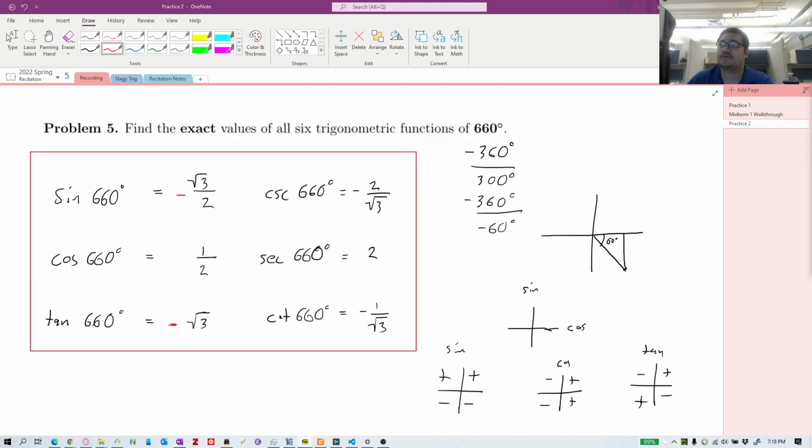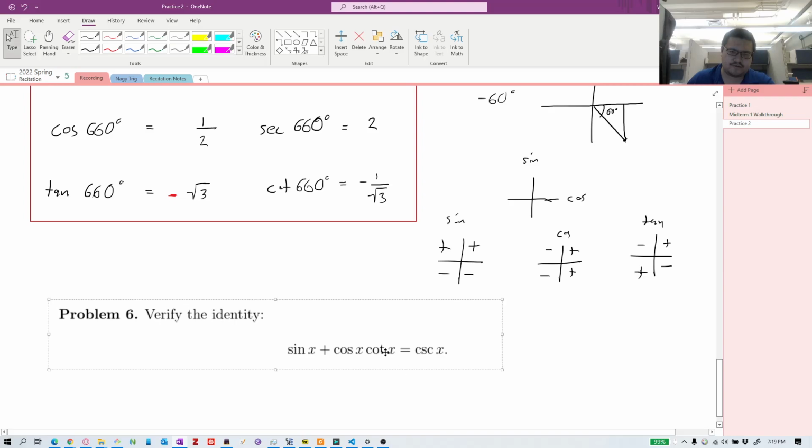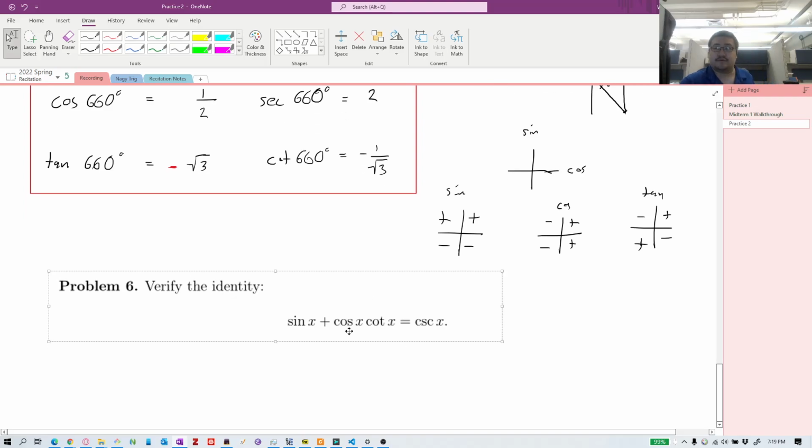Number 6. Verify an identity. This identity looks rather similar to one on the homework, I think. Yeah, your homework only had a couple of these identities. Okay. So let's see what happens. Cotangent, cosecant, and sine. I can't plan this ahead too much. The only thing that I'm seeing is this cotangent. I would want to break this up into sine and cosine.